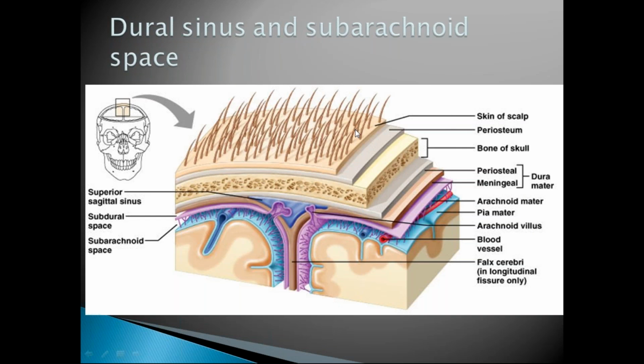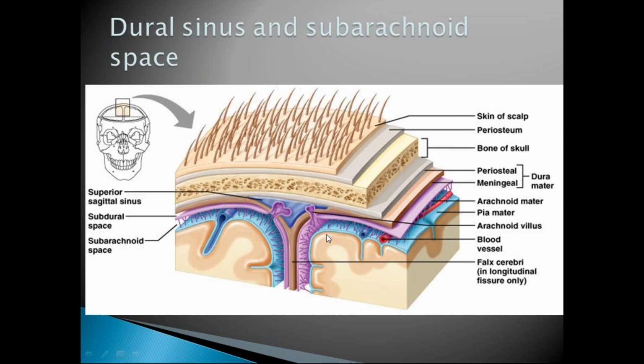Here are the layers. So here's the scalp, the periosteum. This is our skull. This is your dura mater. The dura mater, which is the tough mother, consists of the periosteal and the meningeal. And then under here is the arachnoid mater. Now, arachnoid comes from Greek, a spider. So it has the spidery look because of all these vessels. And then you see the blood vessels going through.